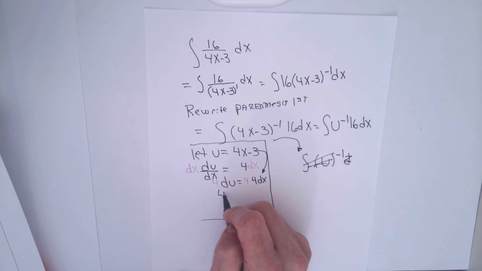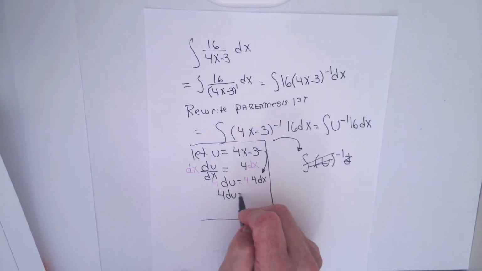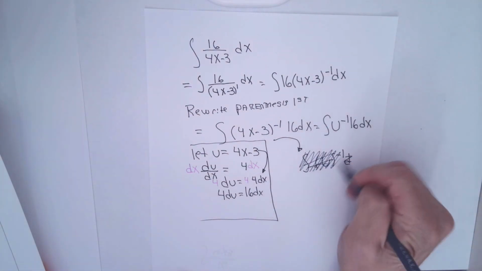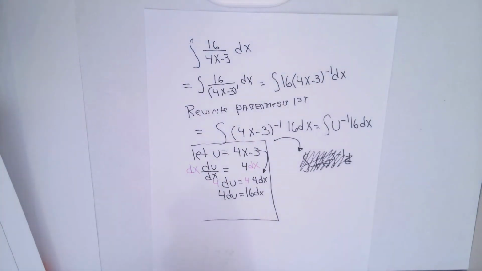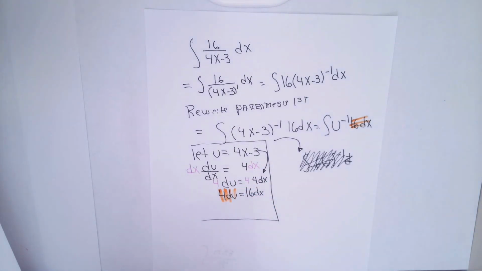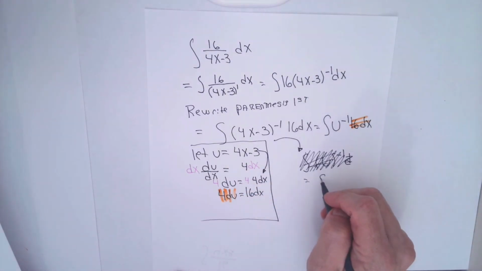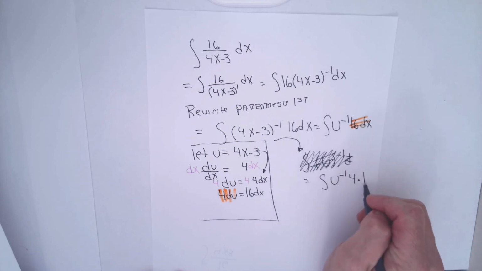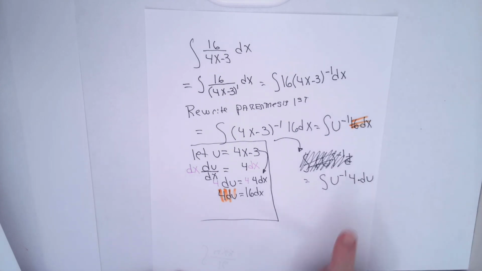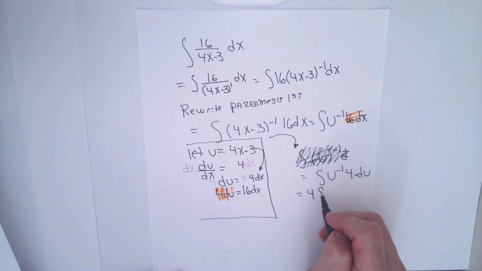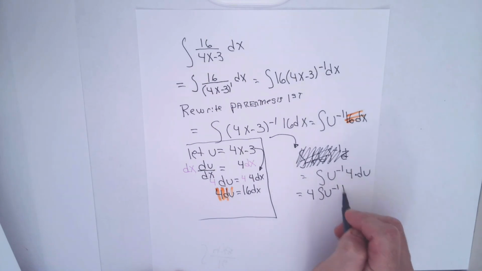This is going to give me 4 du equals 16 dx. That's what I'm going to substitute. So in place of my 16 dx, I'm going to put 4 du because those are equal to each other. 4 du is equal to 16 dx. So I can rewrite this problem as u to the negative 1 times 4 du. 4 is considered as a coefficient. I'm going to pass it through and make this 4 times the integral of u to the negative 1 du.